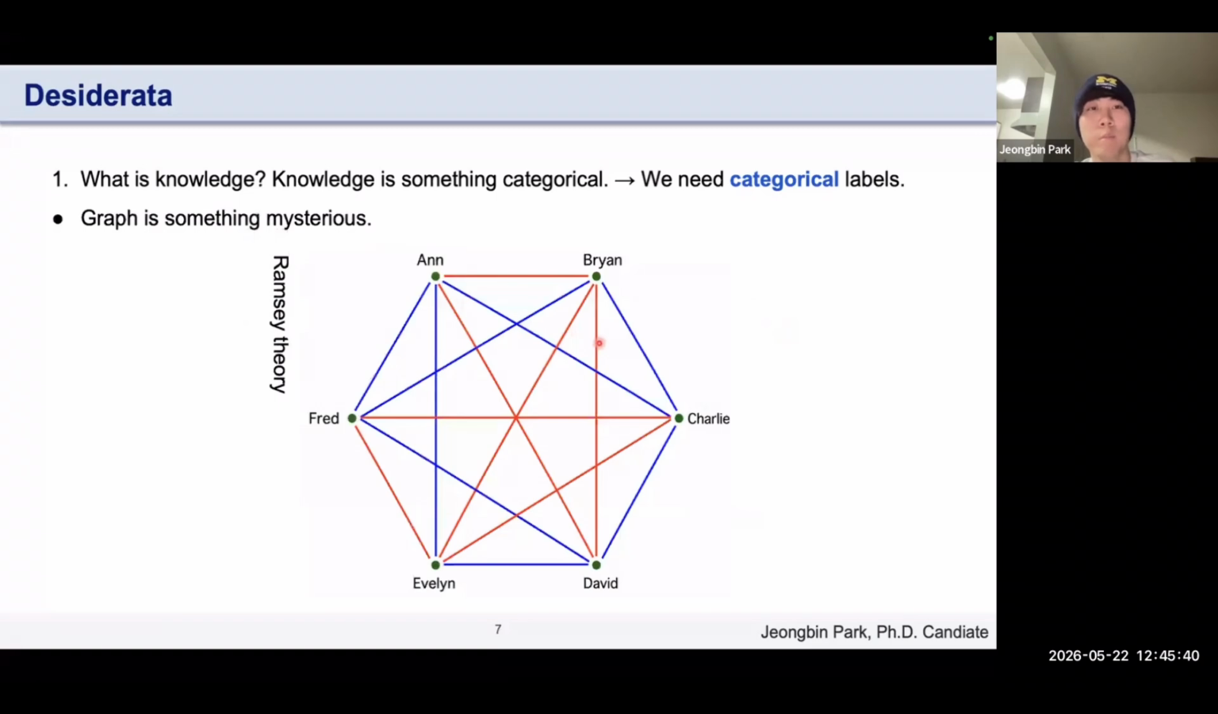And graph is something mysterious. This is actually the situation of Ramsey theory. Suppose that 6 people are there, then we can find 3 people who know each other, or we can find 3 other people who don't know each other. There is always that set of 3 people there, always. So actually the graph is something mysterious. We don't know what's going on with the graph at this moment. Modern mathematicians are trying to look into graphs more and more, but I think the discovery from that is not that successful because it's really mysterious at this moment.